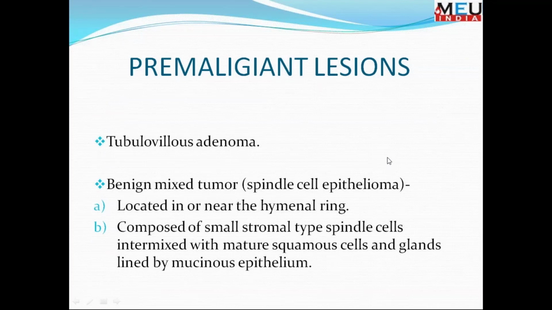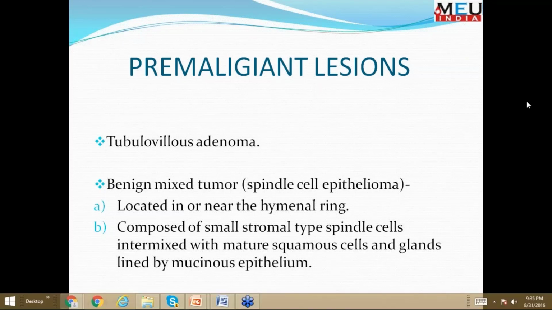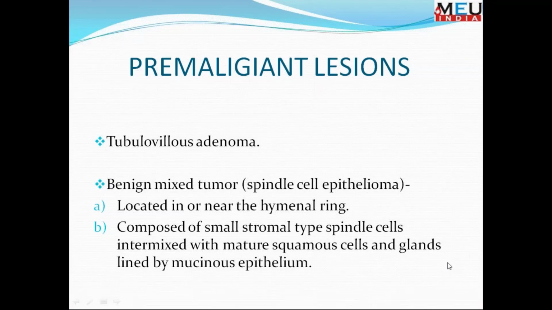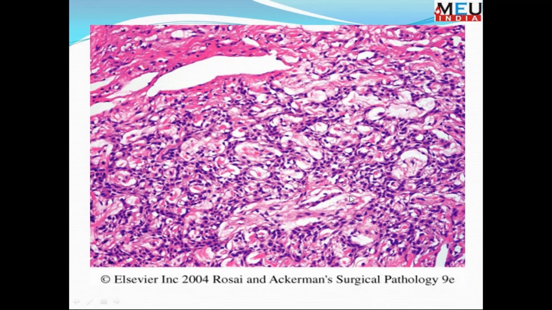The other lesions involve the tubulovillous adenoma and mixed benign mixed tumors, located in or near the hymenal ring, composed of small stromal type cells intermixed with mature squamous cells and glands lined by mucinous epithelium. This is the typical mucinous epithelium.